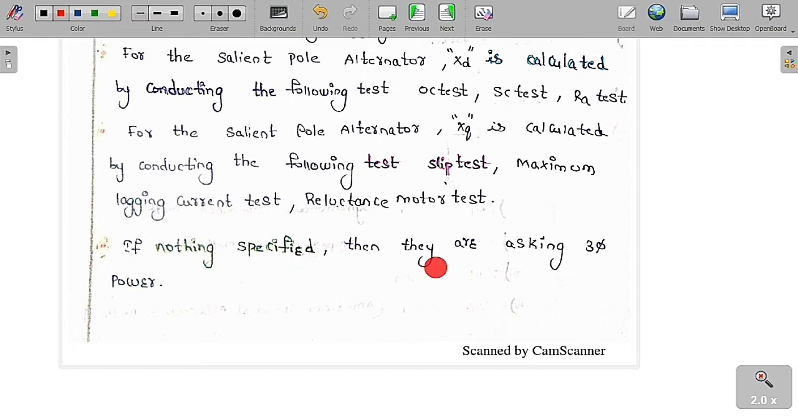If nothing is specified, then they are asking for three-phase power. Suppose in the question they have not specified anything regarding the power, it means that by default they are asking for the three-phase power.